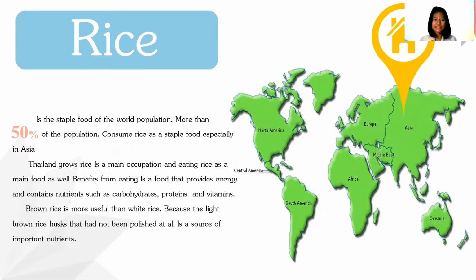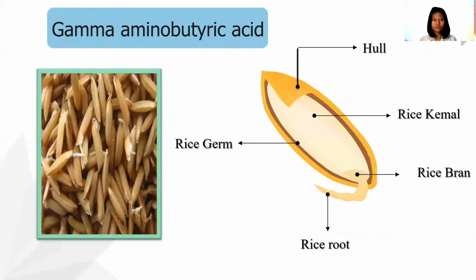In Thailand, growing rice is the main occupation, and eating rice as the main food is beneficial, as it is a food that provides energy and contains nutrients such as carbohydrates, proteins, and vitamins. Gamma-aminobutyric acid, or GABA.